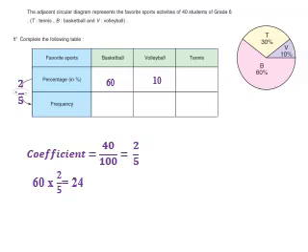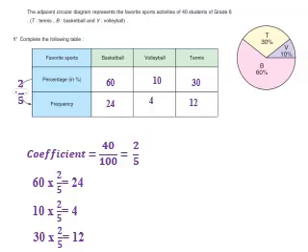The same thing for the volleyball. The volleyball is 10% of the 40 students, so it's 10 times 2 over 5, which is 4. And the tennis is 30%, and 30 times 2 over 5 is 12. So as you see, those are the frequencies we calculated.